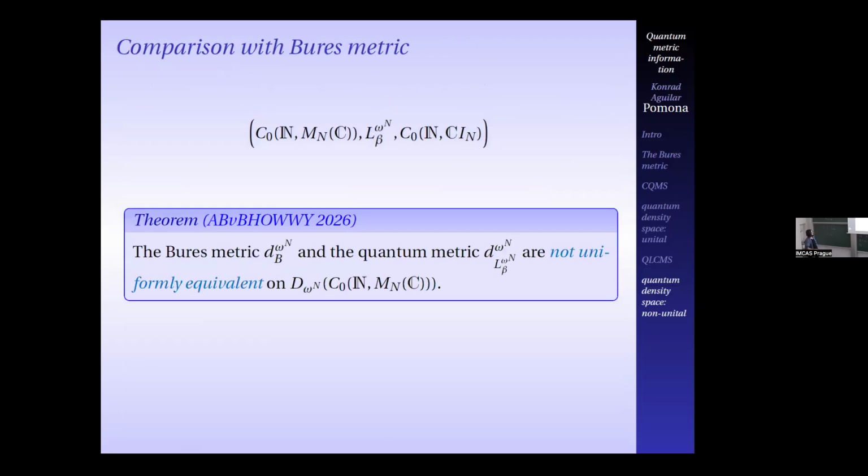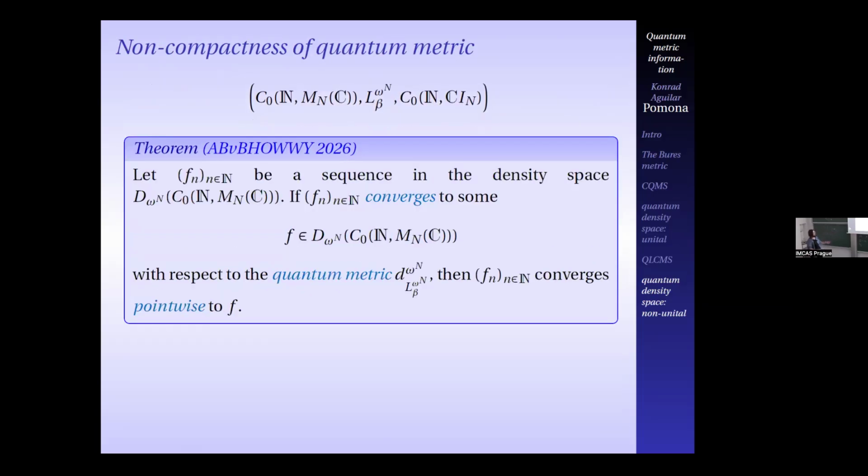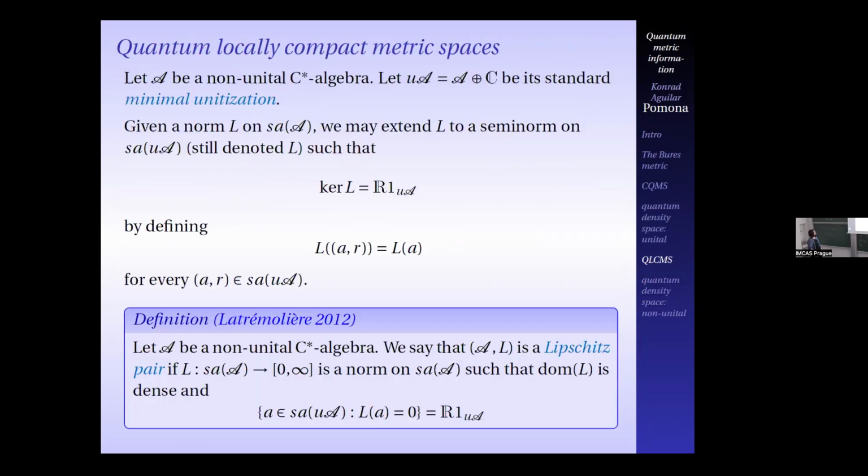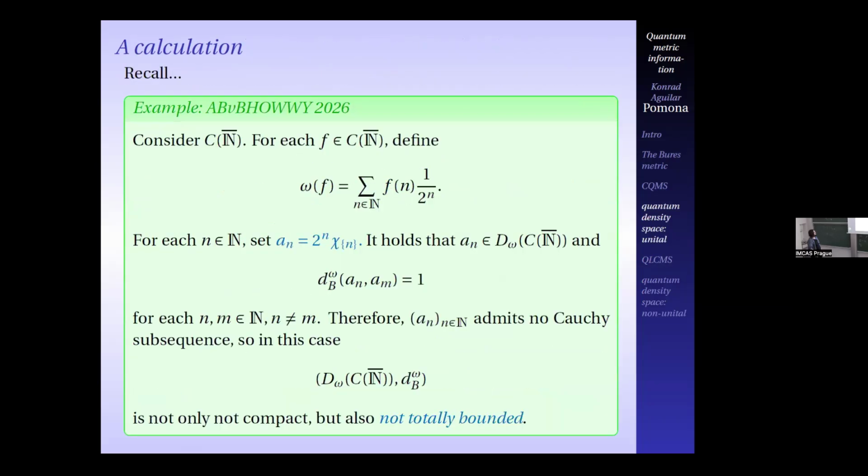Saying that there are two different metrics, they're not uniformly equivalent. You had this example with C0 of n, I think. You had a slide with a sequence which is Cauchy for one but not Cauchy for the other. That same sequence, we just amplified it to get the sequence here. The sequence was just 2 to the n. Right, those are the characters.